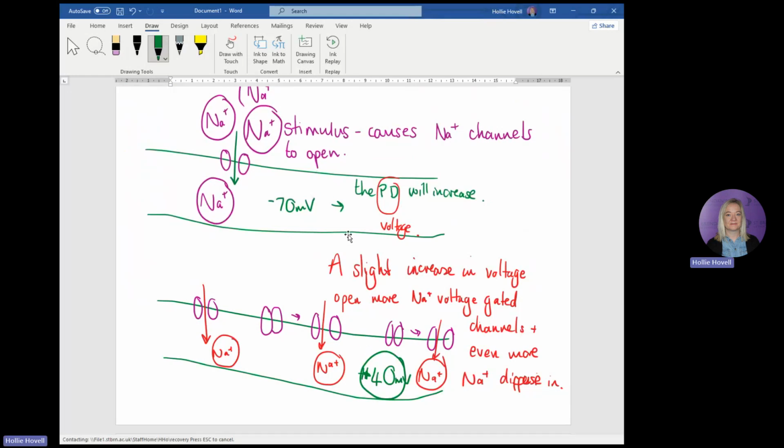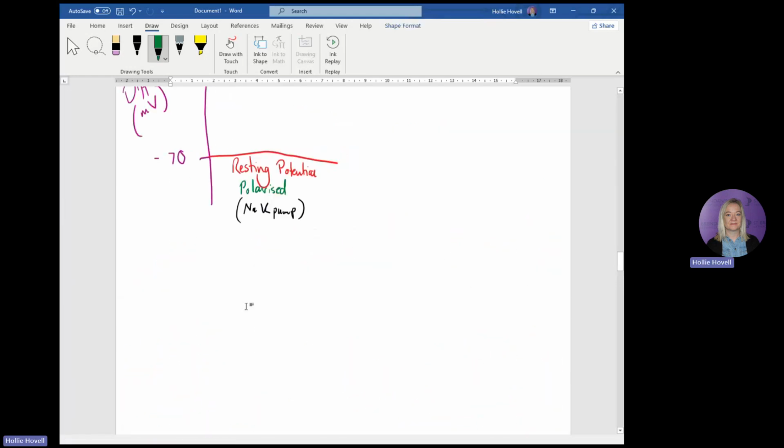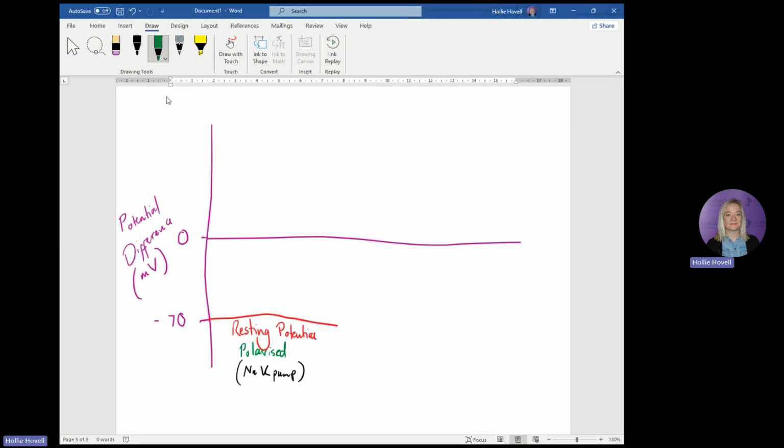So if we go up to our graph, back up to here, let's see what's going to happen to our line. It was at -70, and it's going to go up and up until it gets to +40. So +40 up here is what we call an action potential. This means that we're going to start sending an impulse. Another word for action potential, remember, opposite of resting potential, is depolarized.